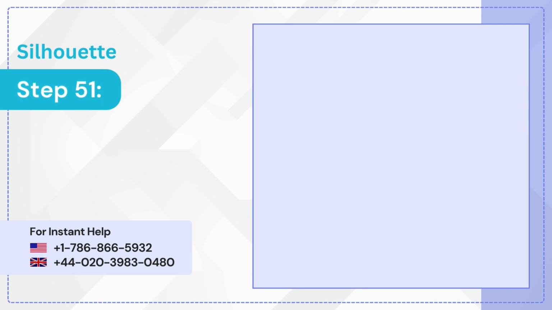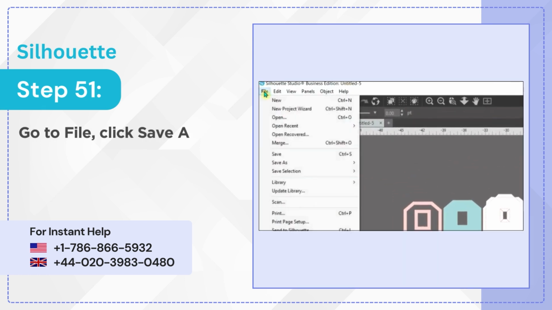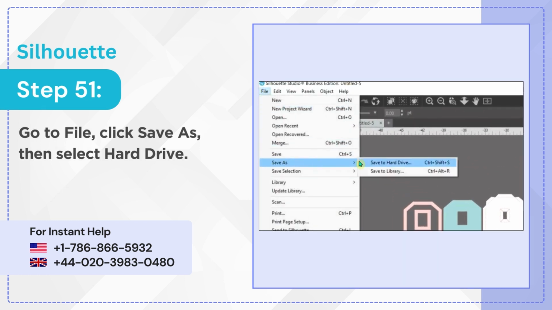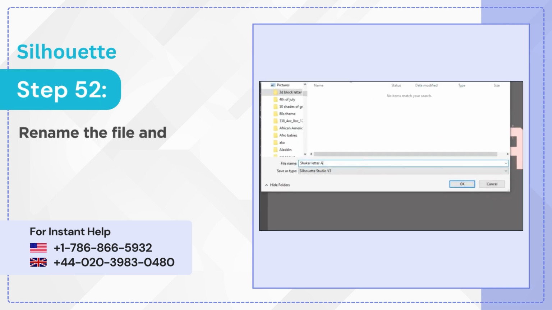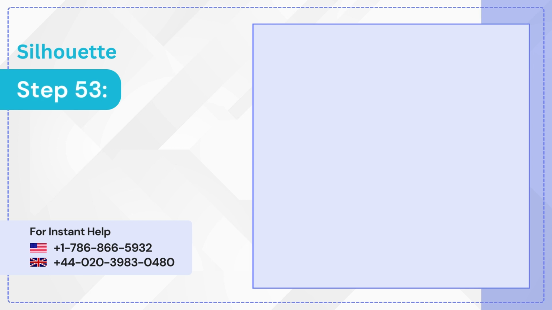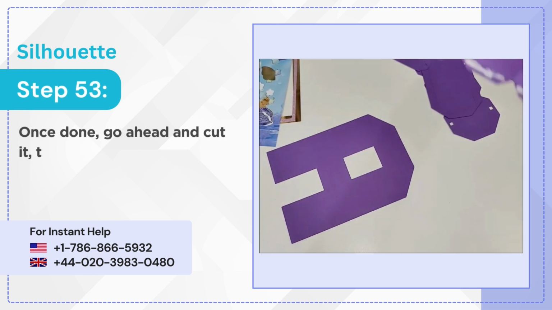Step 51. Go to File, click Save As, then select Hard Drive. Step 52. Rename the file and click OK to save. Step 53. Once done, go ahead and cut it, then assemble the design.